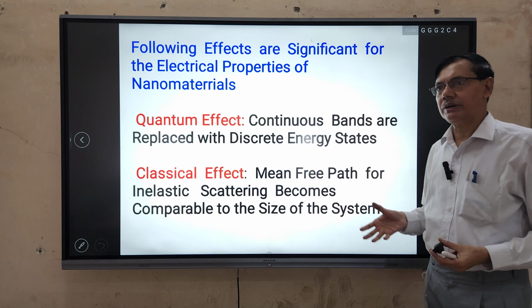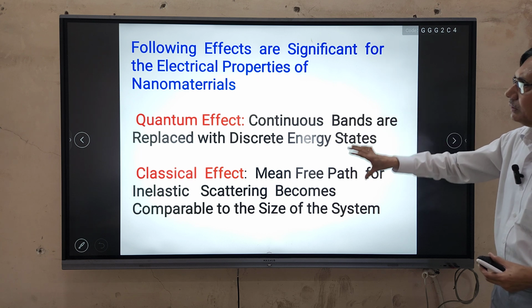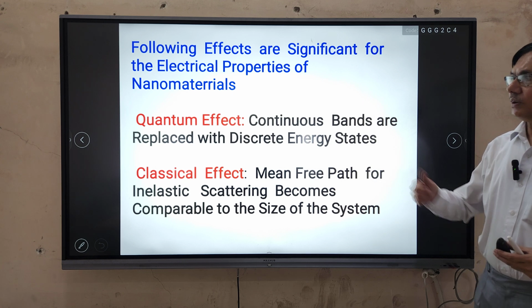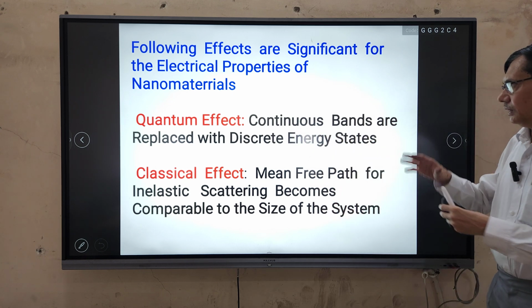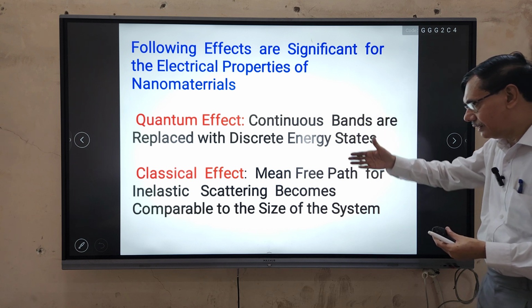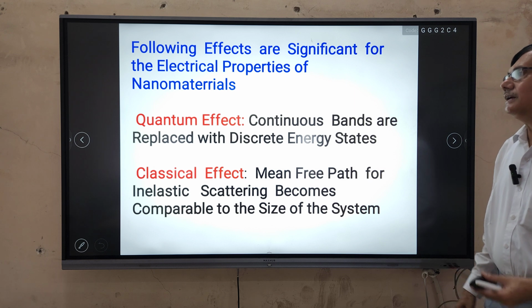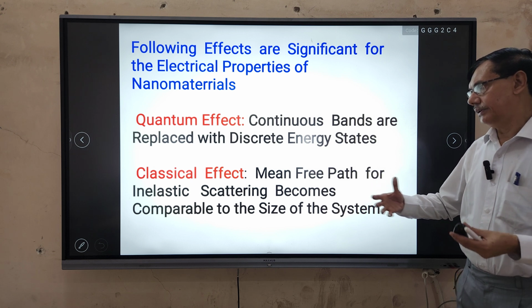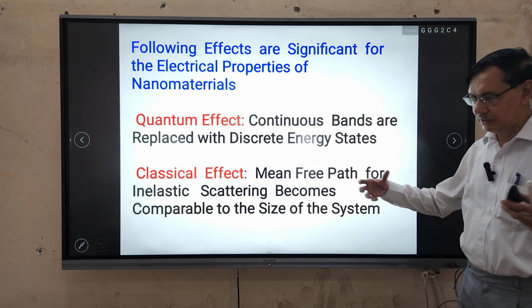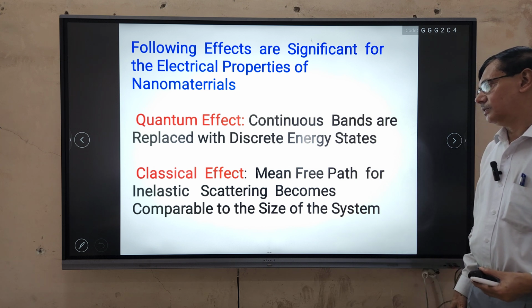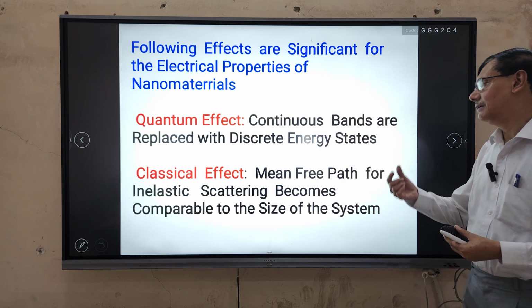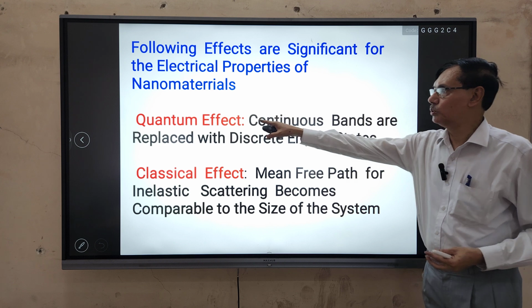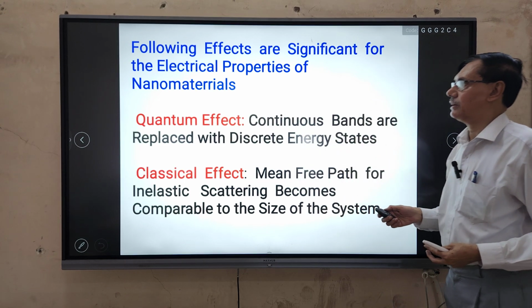Although there are many effects, the following effects are significant for the electrical properties of nanomaterials. One is the quantum effect: the continuous bands are replaced with discrete energy levels, and the band gap is changing. The second is the classical effect, that is, the mean free path, because when there is a collision and scattering, there is a change of mean free path. That is very important. So you can write that only two effects are responsible: the quantum effect and the classical effect.